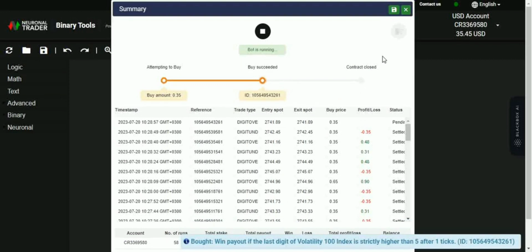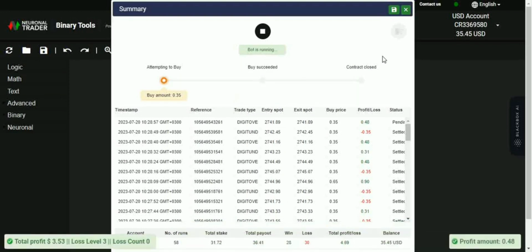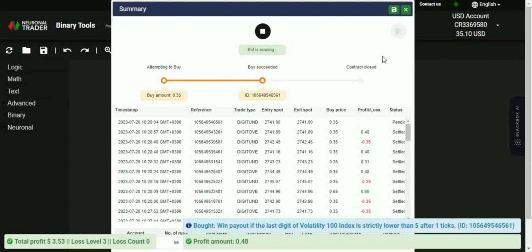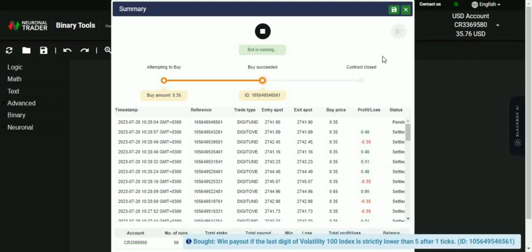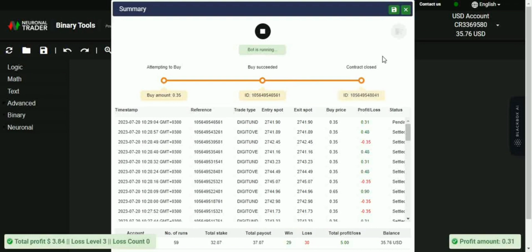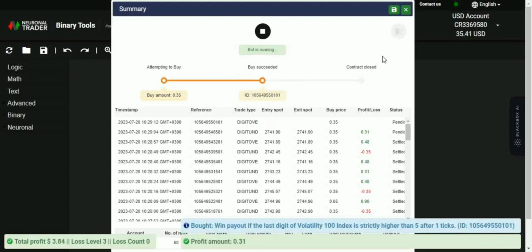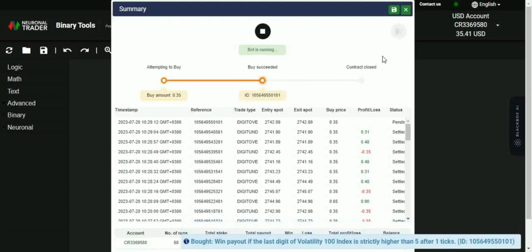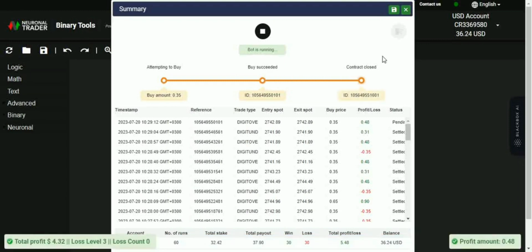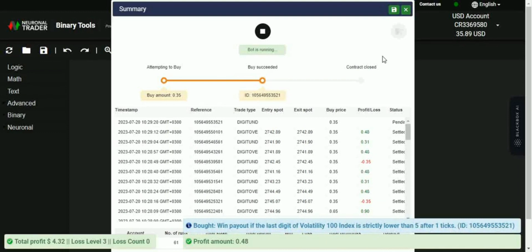Now this bot is a very good bot on digits because the digits market is very tricky, and you find that these things do change randomly, and you can take advantage of that and make some coins there. You can make some dollars there with this kind of a bot.